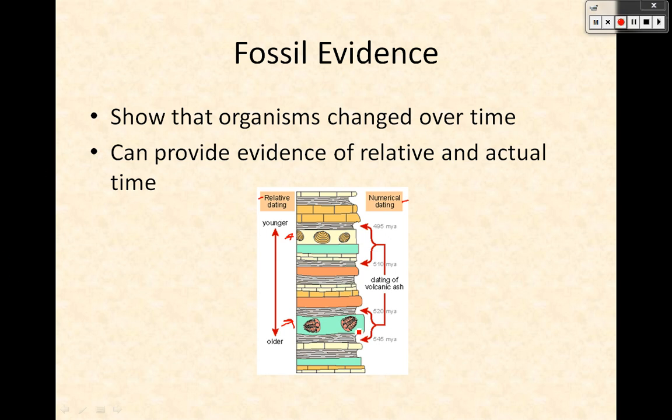So if we know, for example, that this volcanic ash is 520 million years old, and this volcanic ash is 545 million years old, then we can start to date these trilobites and say, you know, they're somewhere around 535 million years old, somewhere in there.